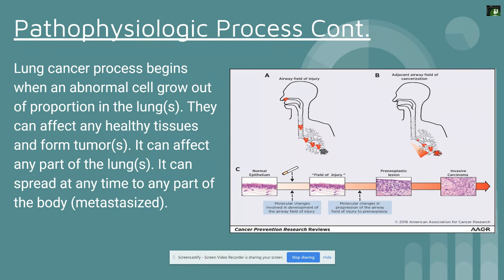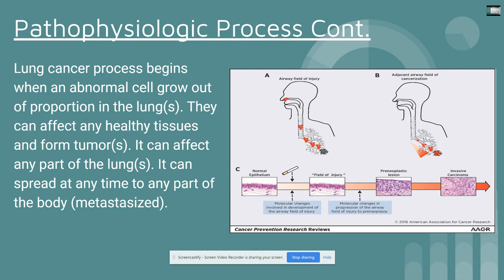This is Melly Carvalentone with Group 4, discussing the continuation of the pathophysiologic process for our patient, Mr. Robert L. Lung cancer begins with an abnormal cell growth out of proportion in the lung or lungs. It can affect any healthy tissues and form tumors. It can affect any part of the lung or lungs and can spread at any time to any part of the body, which is called metastasized.